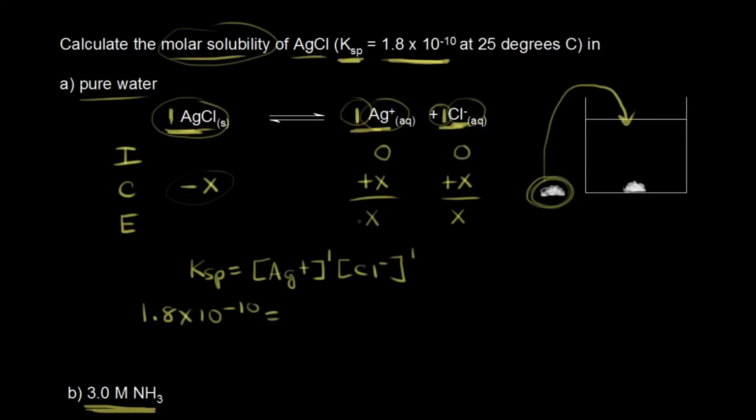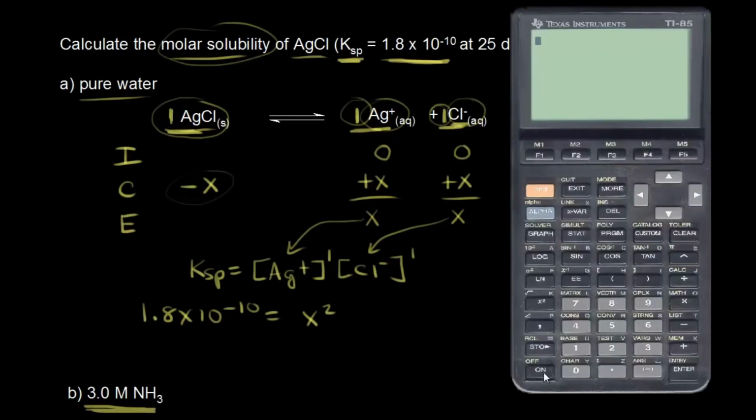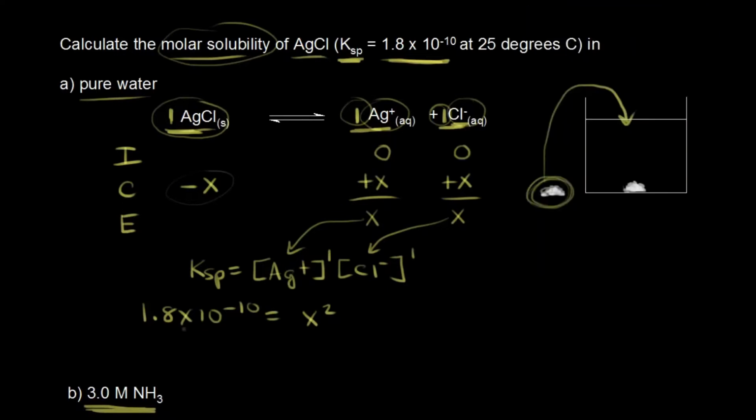And this is equal to x times x, so this is equal to x squared. So we can get out the calculator and solve for x. So we have the square root of 1.8 times 10 to the negative 10. So we take the square root of that, and x is equal to 1.3 times 10 to the negative 5, if we round that. So x is equal to 1.3 times 10 to the negative 5 molar.